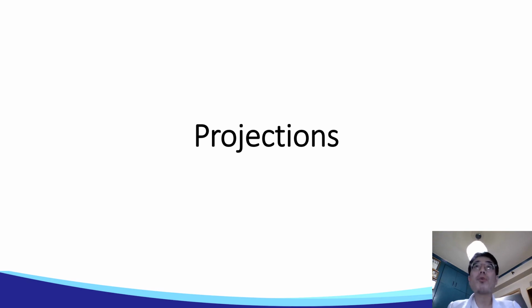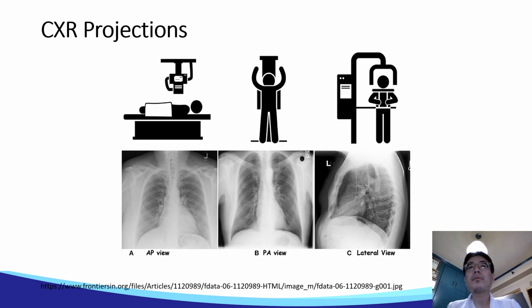It is not enough, of course, to request for just an X-ray. Like in photography, we need to specify what angles, what views, or what projections, in medical terms, we want to look at. And for chest X-rays, there are three must-know projections. The three most important projections for chest X-rays are the posterior-anterior or PA view, the antero-posterior or AP view, and the lateral view. First, the PA view.